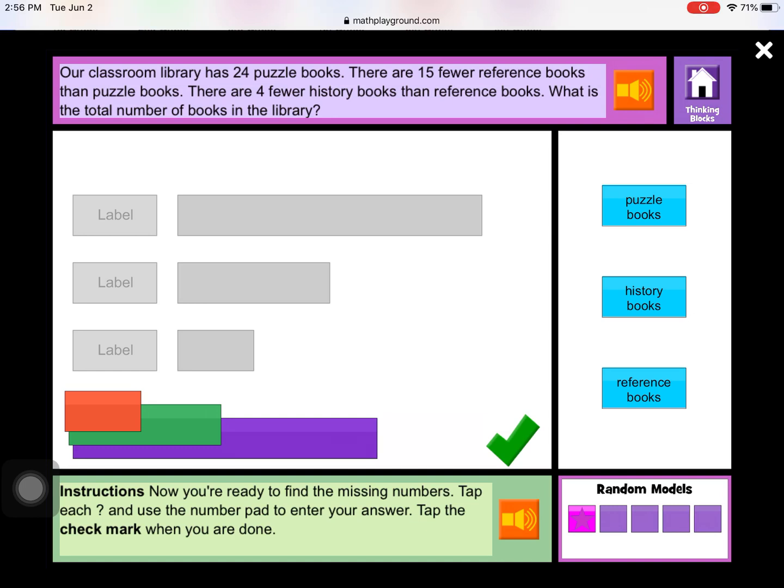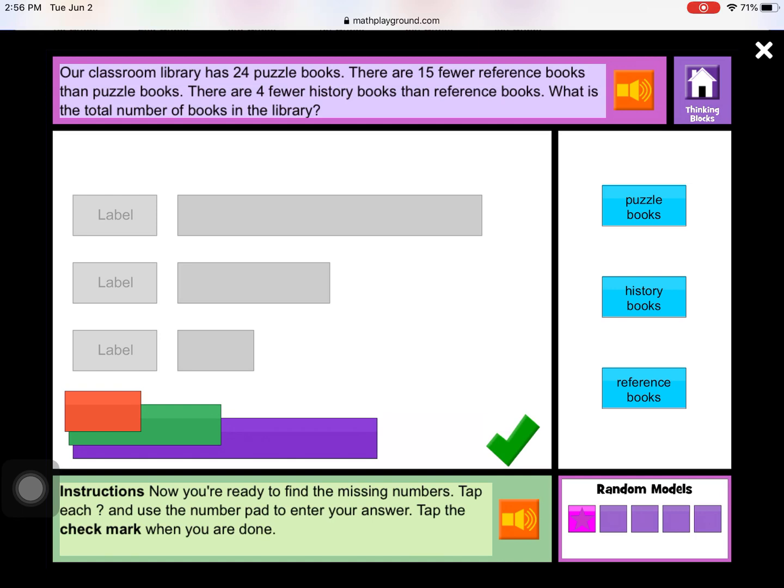Our classroom library has 24 puzzle books. There are 15 fewer reference books than puzzle books. There are 4 fewer history books than reference books. What is the total number of books in the library?